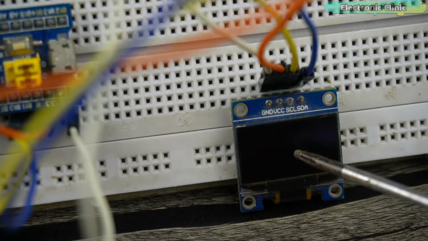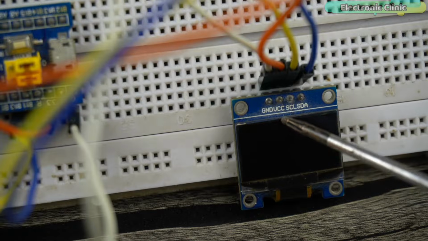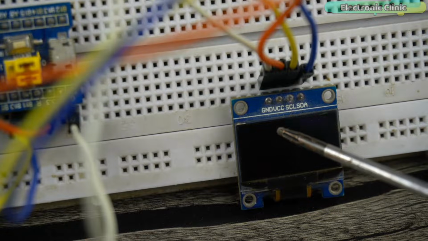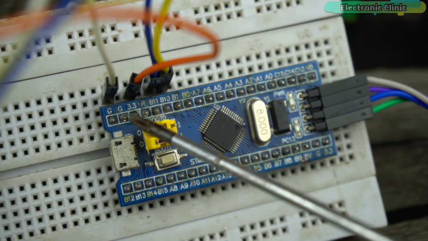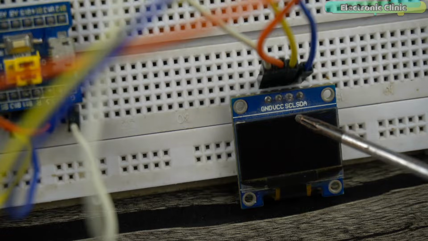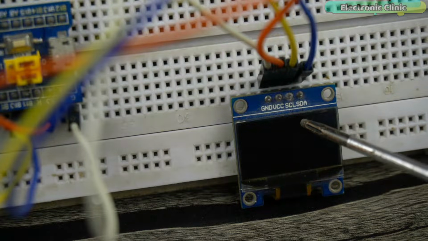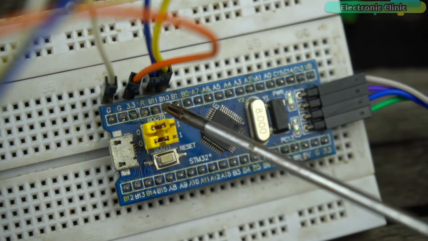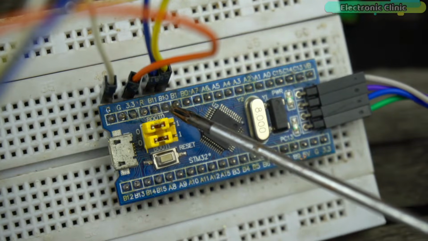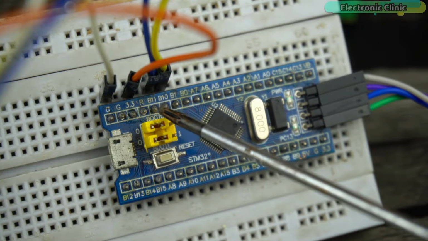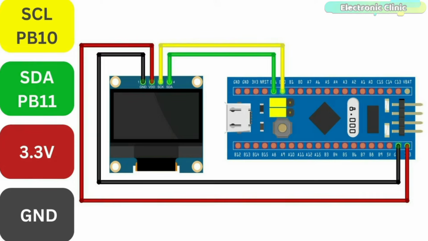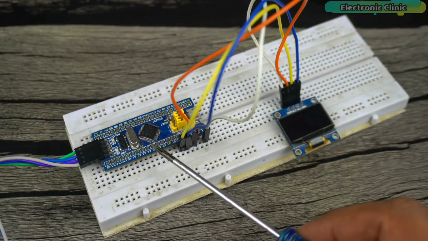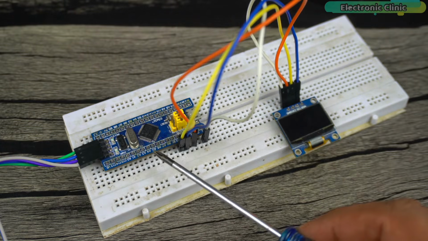The STM32 OLED display module VCC and ground pins are connected to the STM32 3.3 volt and ground pins. The SCL and SDA pins are connected to the STM32 GPIO pins PB10 and PB11. PB10 is the SCL and PB11 is the SDA. You can follow this circuit diagram. Before we start the programming, first we will need to connect the STM32 board to the laptop or PC.